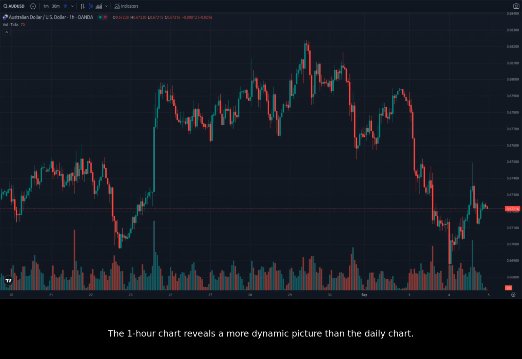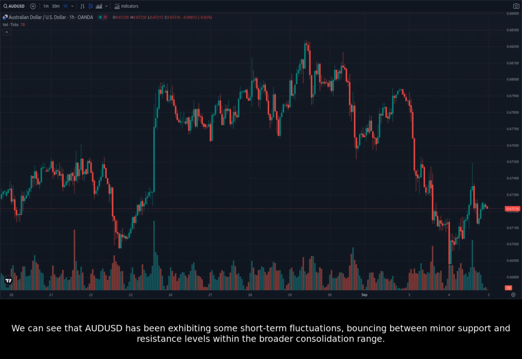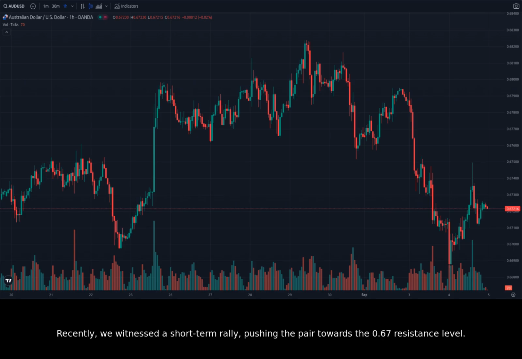The 1-hour chart reveals a more dynamic picture than the daily chart. We can see that AUDUSD has been exhibiting some short-term fluctuations, bouncing between minor support and resistance levels within the broader consolidation range. Recently, we witnessed a short-term rally, pushing the pair towards the 0.67 resistance level. However, this rally was met with selling pressure, and the price has pulled back from this level. This suggests that there might be some short-term resistance in place at 0.67.